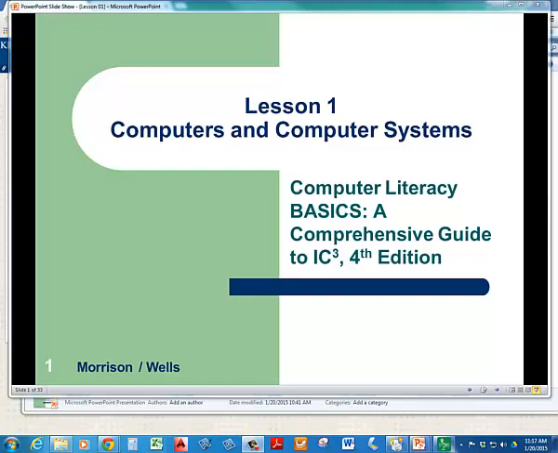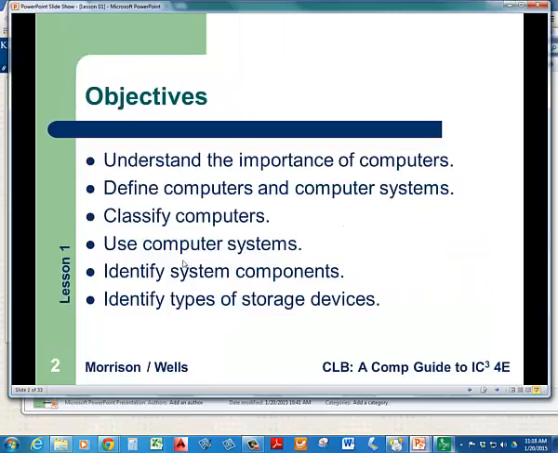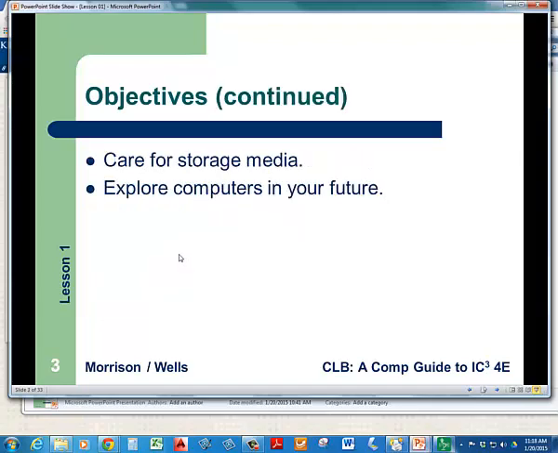We're looking at basic literacy items in the computer and computer systems in general. So classifying them, using computer systems, different components, how we store, what kind of storage systems we have, and a little exploration into what's in the future.